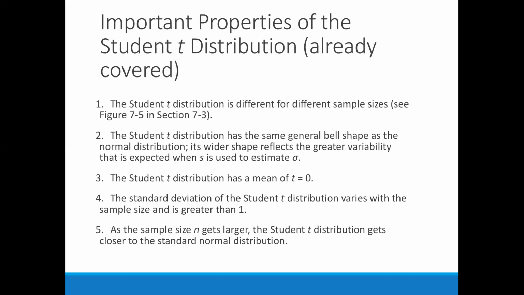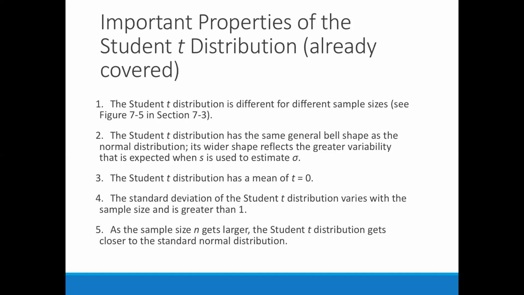Again, a reminder of the important properties of the student t distribution. We already covered this. Basically, the student t distribution has different shapes for different sample sizes. If you remember, it has tails that can be fatter based on the sample size. It has the same general bell-shaped curve as the normal distribution. It also is symmetric to that extent. Its wider shape reflects the greater variability that is expected when s is used to estimate sigma.